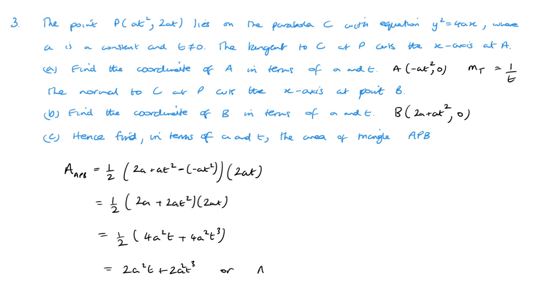Or I could take out 2a squared t, and we get 1 plus t squared inside the brackets. Okay, so either of those will be fine there.